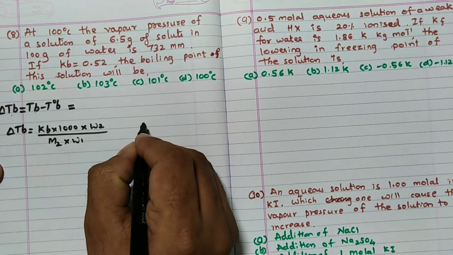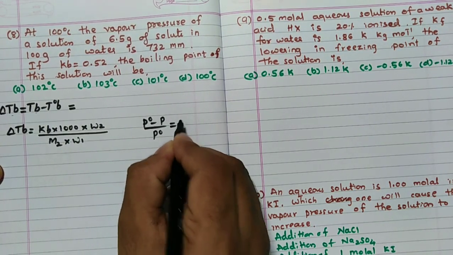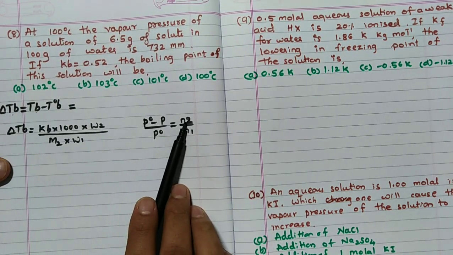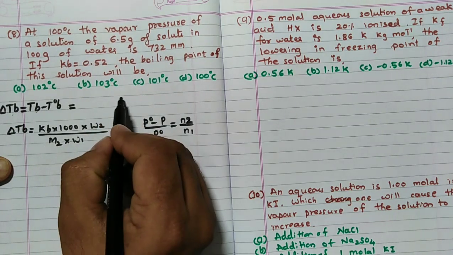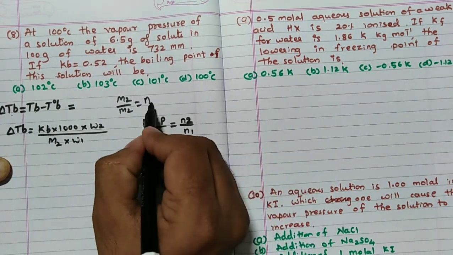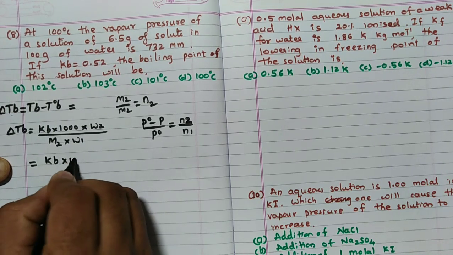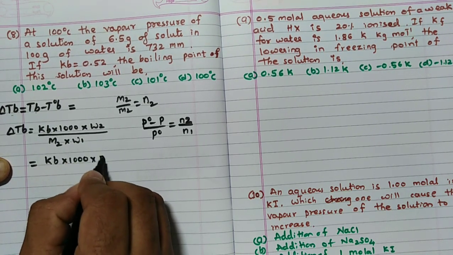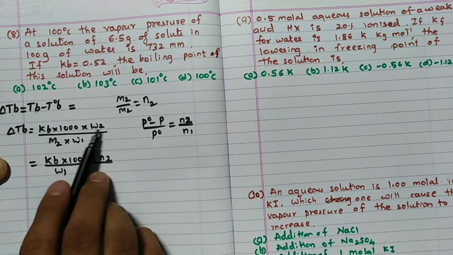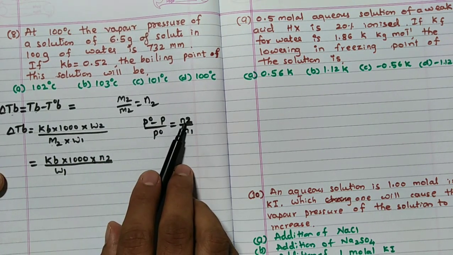Before that, what I will do: if you use this formula, P naught minus P divided by P naught is equal to N2 divided by N1. Here what do you get? N2. What is this W2 by M2 here? W2 by M2 is what? Mass by molecular mass means it is the number of moles, it is N2 only, no? So this formula can also be written as Kb into 1000 into N2 divided by W1. Correct? W2 by M2 I have considered as N2 here. So N2 I have multiplied. Now calculate N2 by using this.